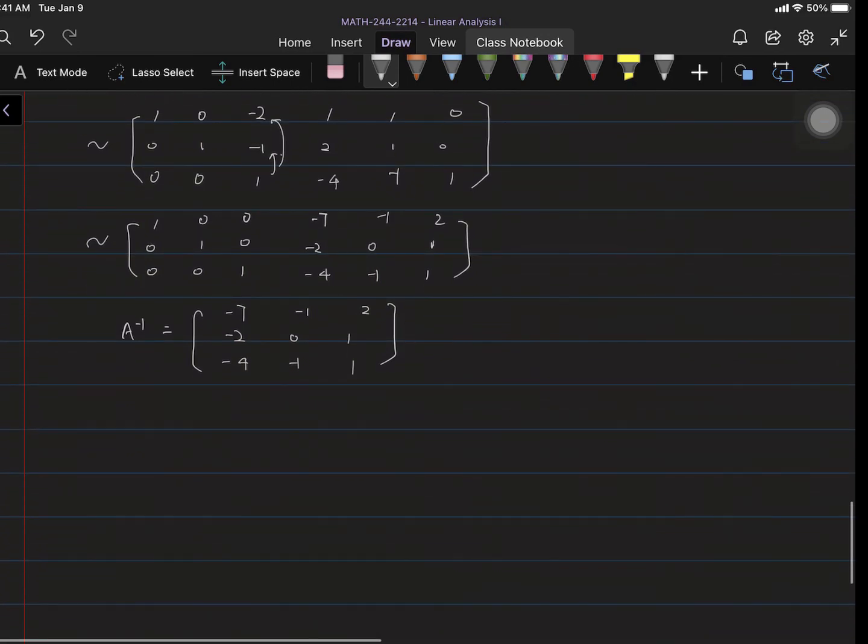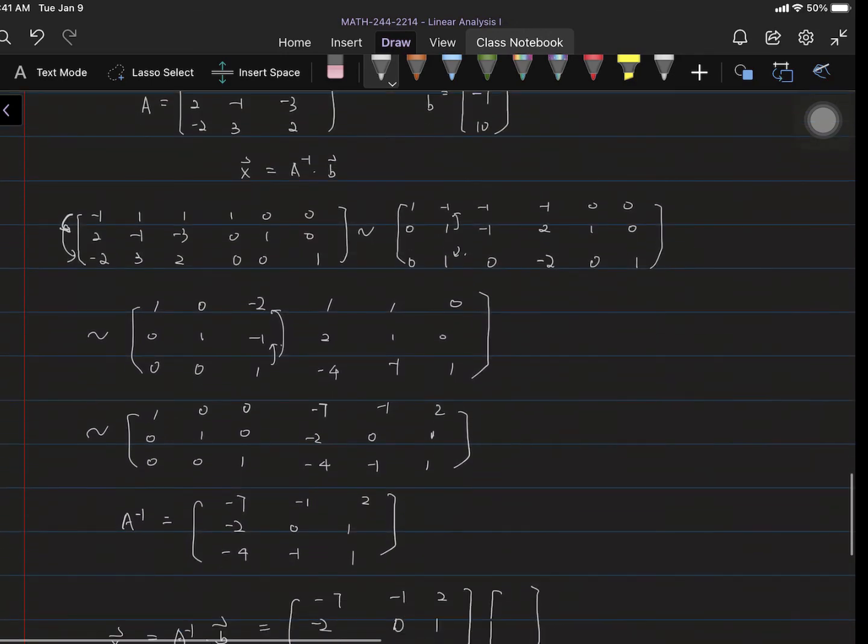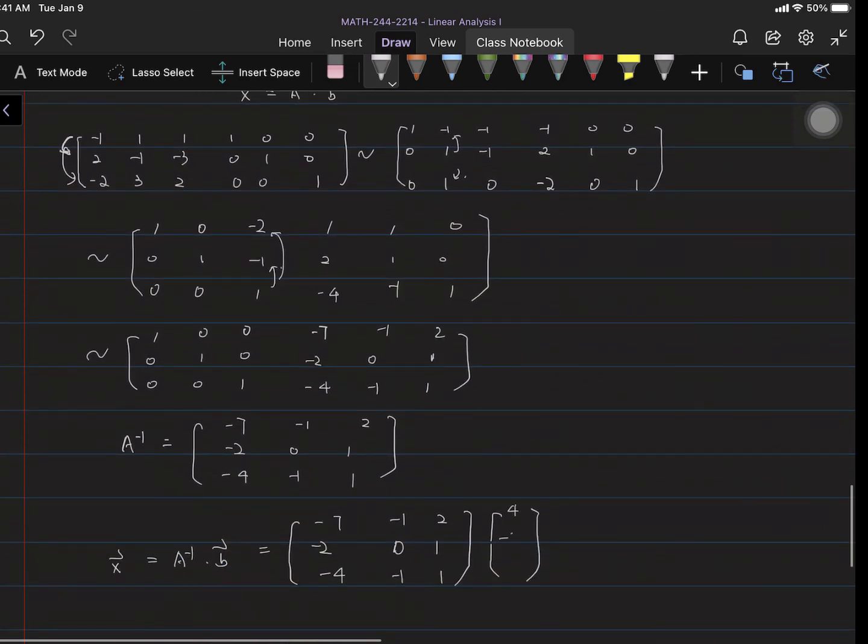Just some row operations. Reduce left side into identity. Right side is going to be our inverse matrix. Then what is the solution? Solution equals the inverse times b. So here equals this one, -7, -1, 2, -2, 0, 1, -4, -1, 1, times b. What is b? Okay, at the beginning we know 4, -7, 10. Just do the product, okay?